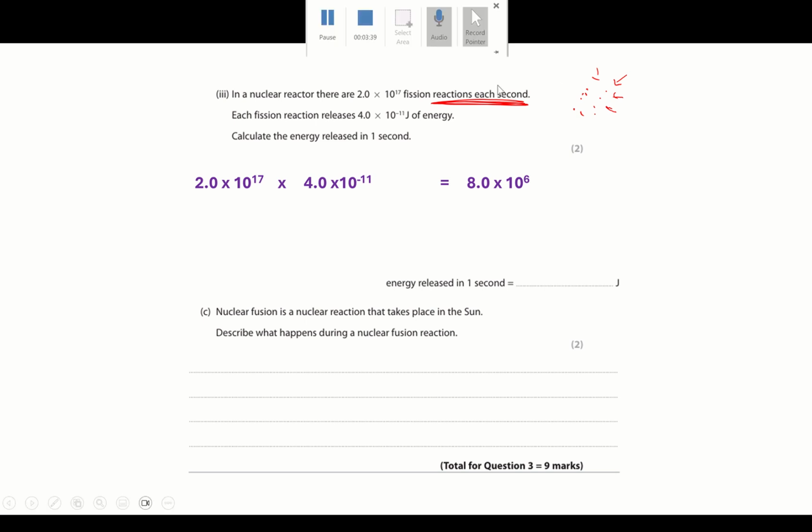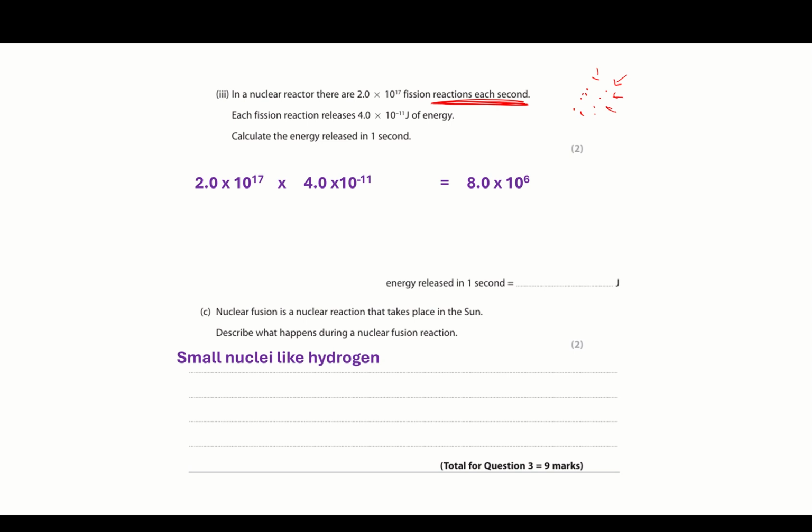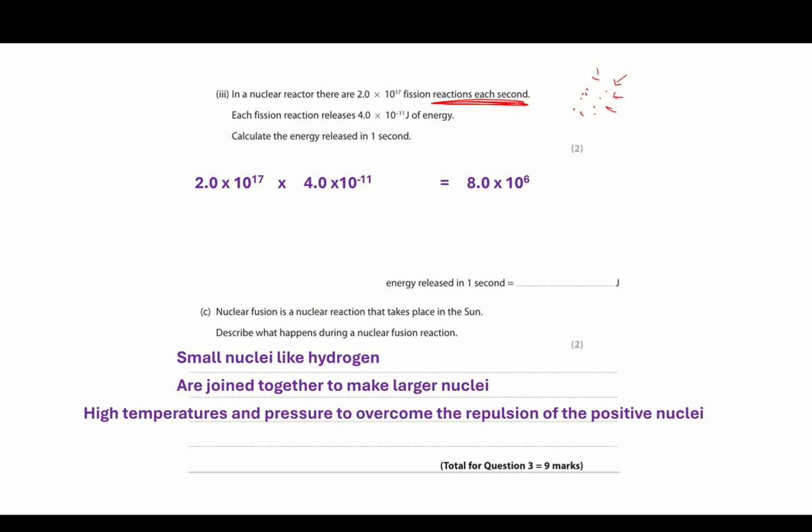And the last part now is about nuclear fusion. So fission is splitting nuclei. Fusion is joining little ones to make big ones. So describe what happens in nuclear fusion. So small nuclei, like hydrogen, we start with that, are joined together to make large nuclei. Easy 2 marks. High temperatures and pressures are required to overcome the repulsion.